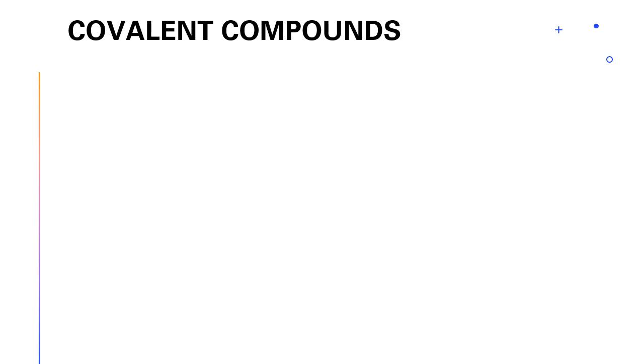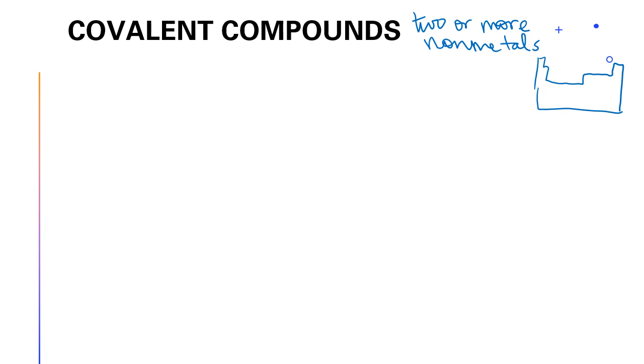Remember that covalent compounds are made up of two or more non-metals. So let me draw you a little periodic table over here, in case it's been a while and you forgot what a periodic table looks like. There we go. And the nonmetals are on the far right-hand side. So that's nitrogen or oxygen or fluorine or chlorine, things of that nature.